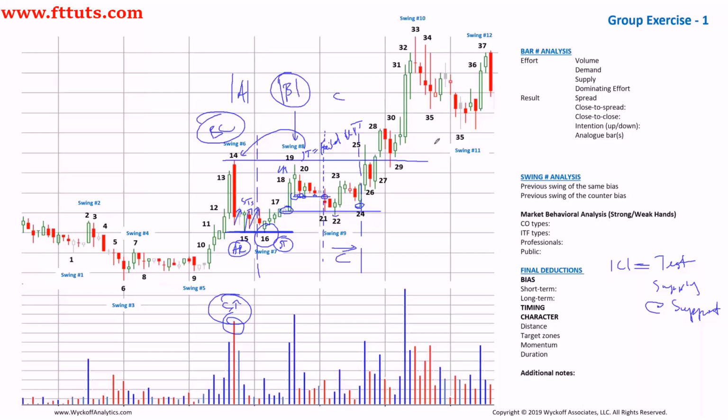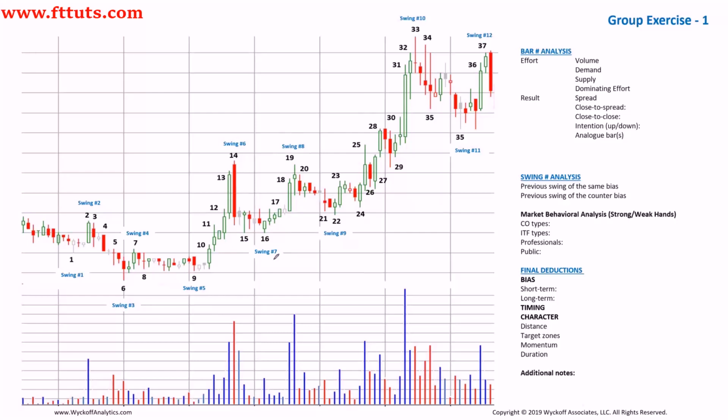We'll talk about phase D later on, but Ronnie, let's come back to phase B, and specifically I want to talk about bar number 18. Yeah. So this looks like a very bullish bar. Yeah. Massive. And my question to you is, what do you think is happening there?